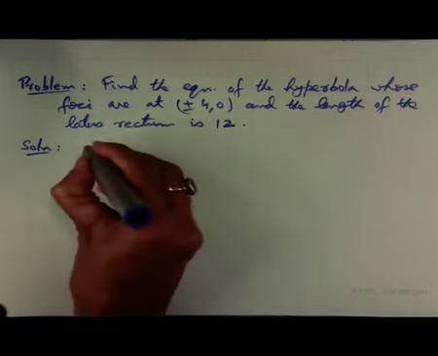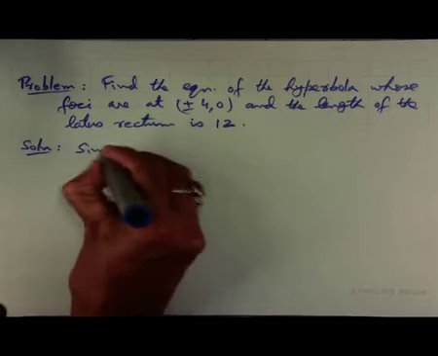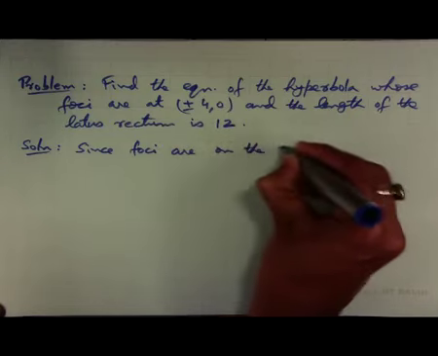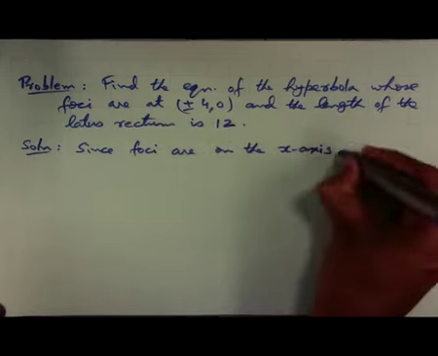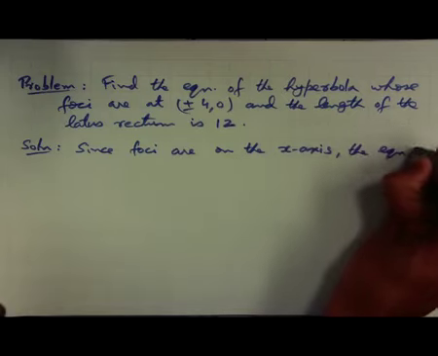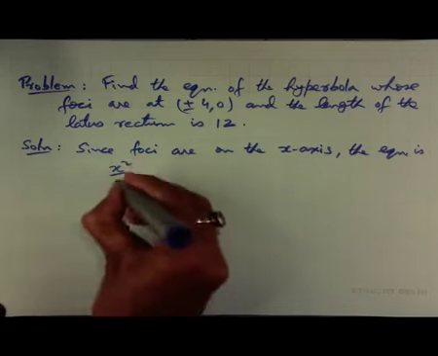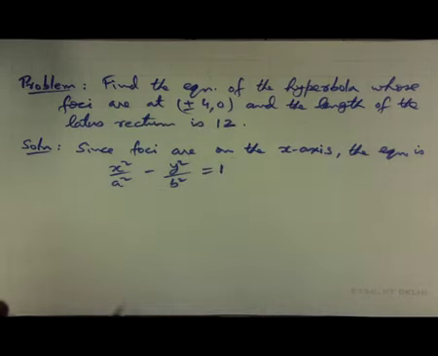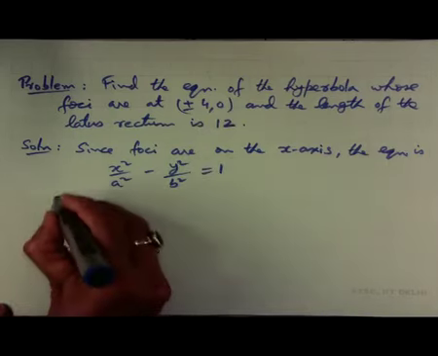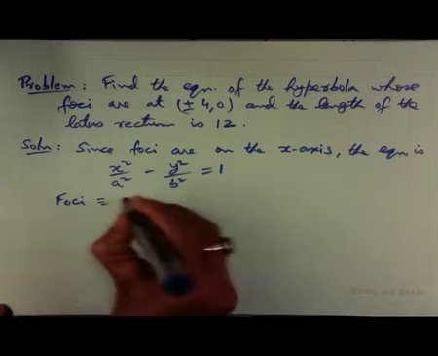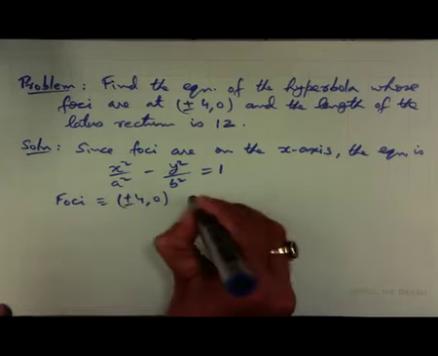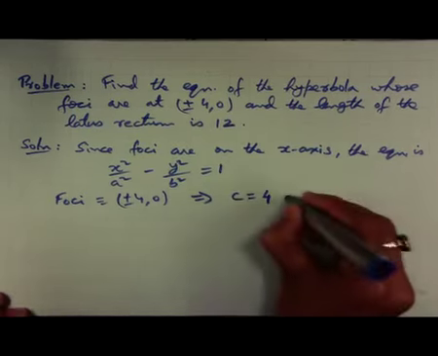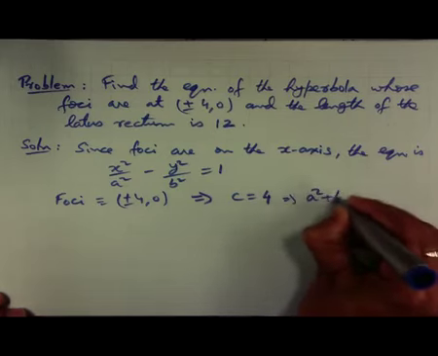So, again since the foci are on the x axis, the equation is x square by a square minus y square by b square equal to 1, and the foci at plus minus 4, 0 implies c is equal to 4, that is a square plus b square is equal to 4 square.